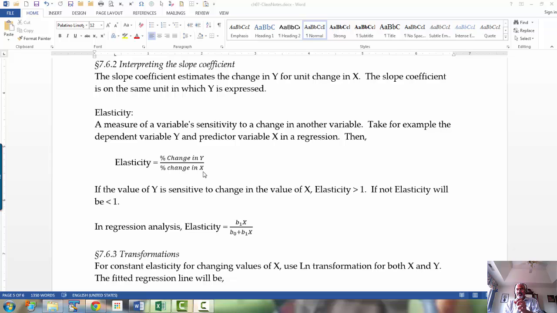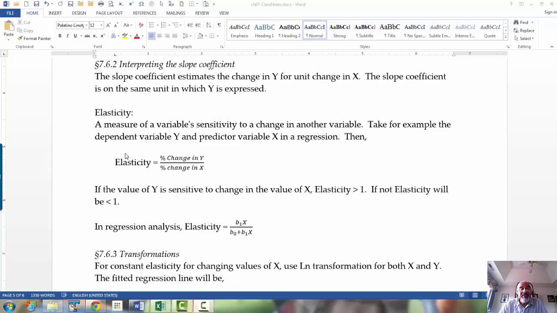If x changes by 10% and y changes by 20%, either positive or negative, absolute change 20%, then that will be an elasticity of 2. Which means the variable is highly elastic with respect to x. So demand is highly elastic with respect to price. Less than 1 means it is not; there is not a whole lot going on between x and y. But if it is greater than 1, it is very sensitive to changes in x.